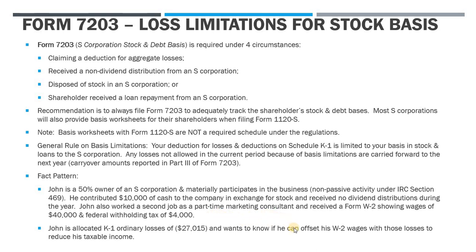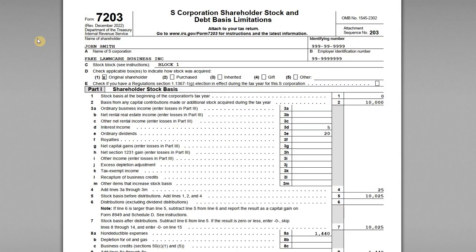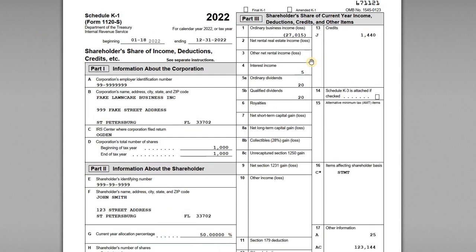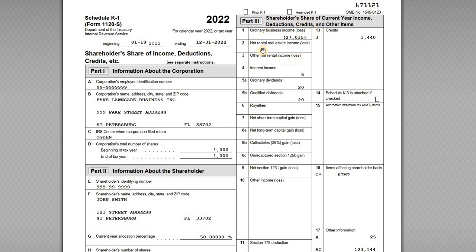Now, John is also working part-time as a marketing consultant, so he has a separate job. And he got a W-2 from that employer showing total wages of $40,000 and income tax withheld of $4,000. Now, John is looking at this and thinking, well, I'm being allocated K1 losses of $27,015. Can I use any of these losses to offset my W-2 wages, right? So if we look at John's K1 here, we can see he's got a 50% interest, and his line 1 losses are $27,015.